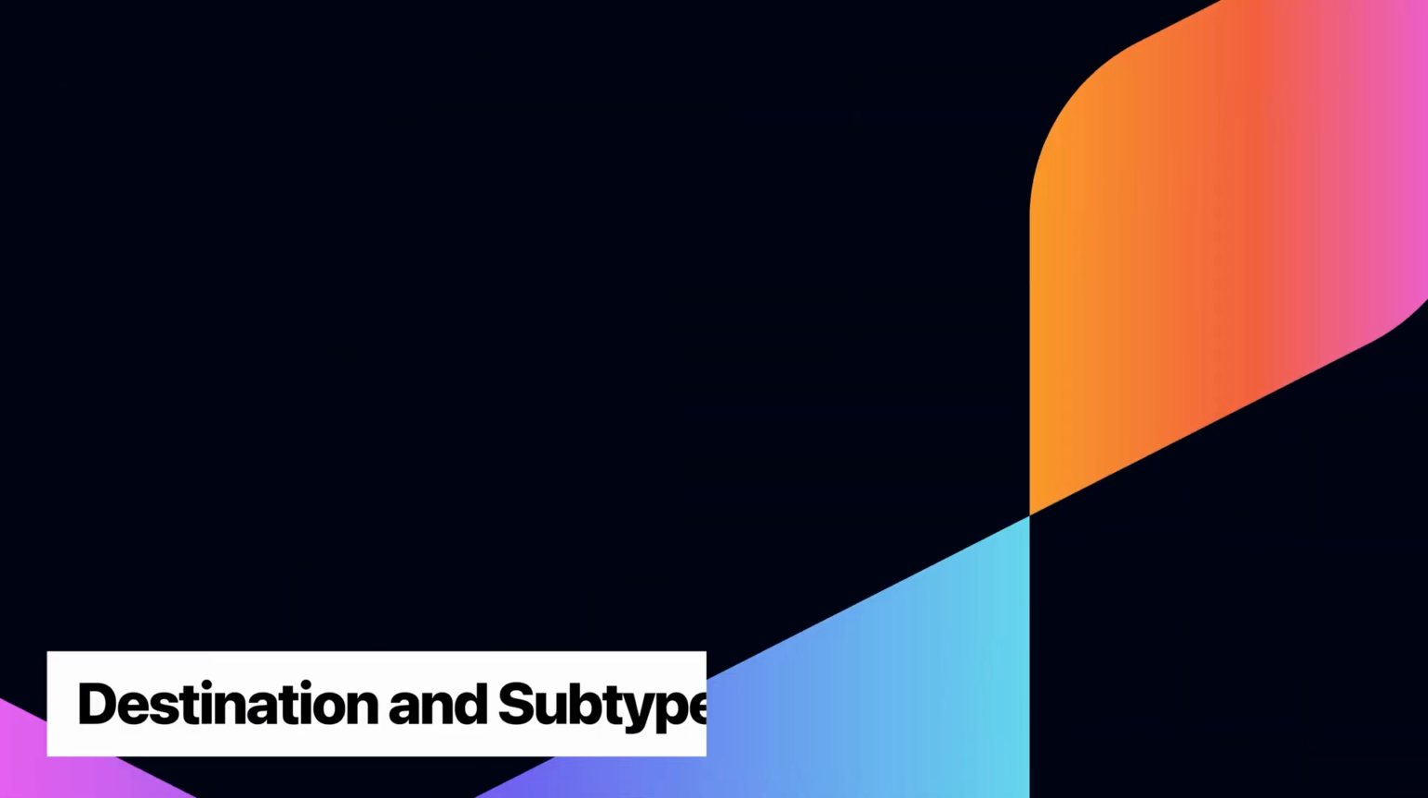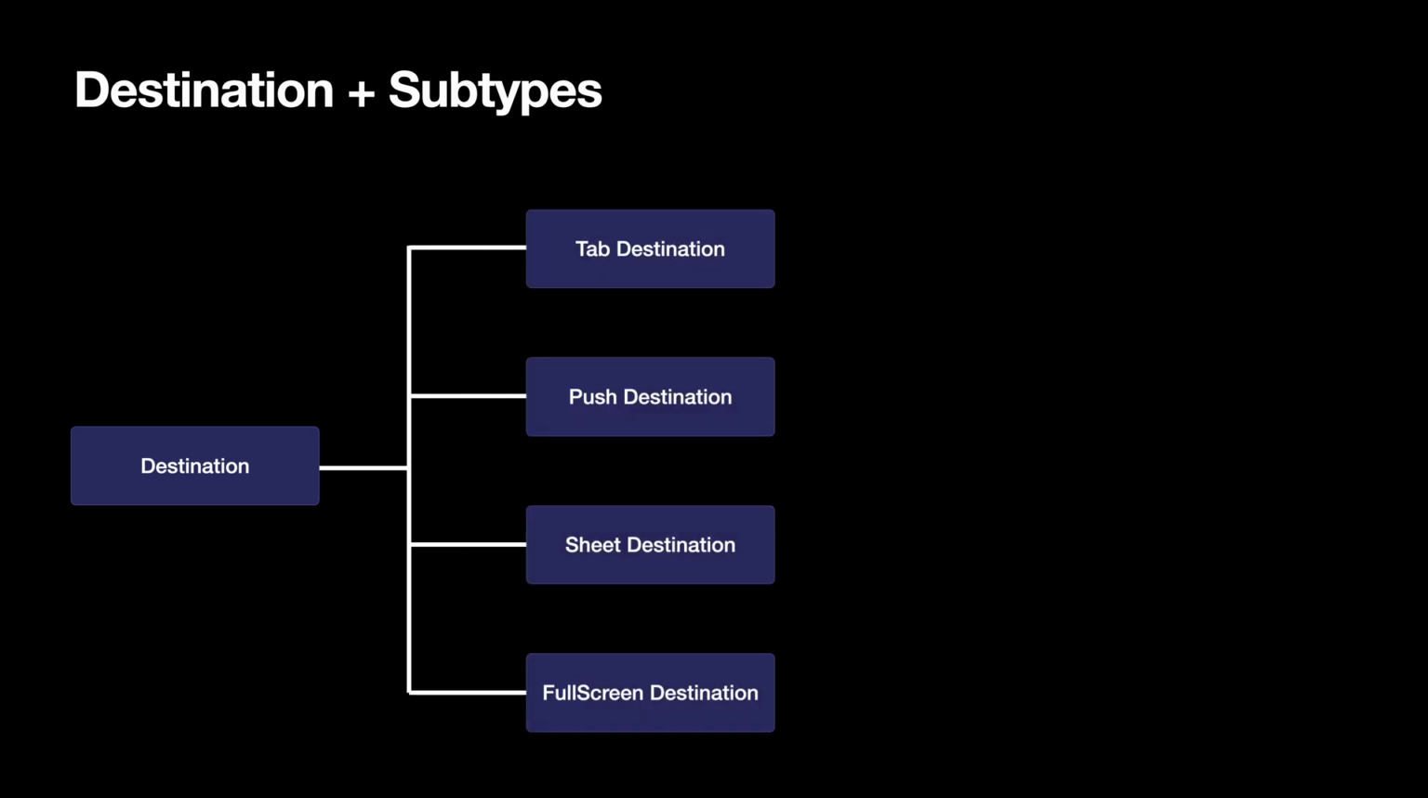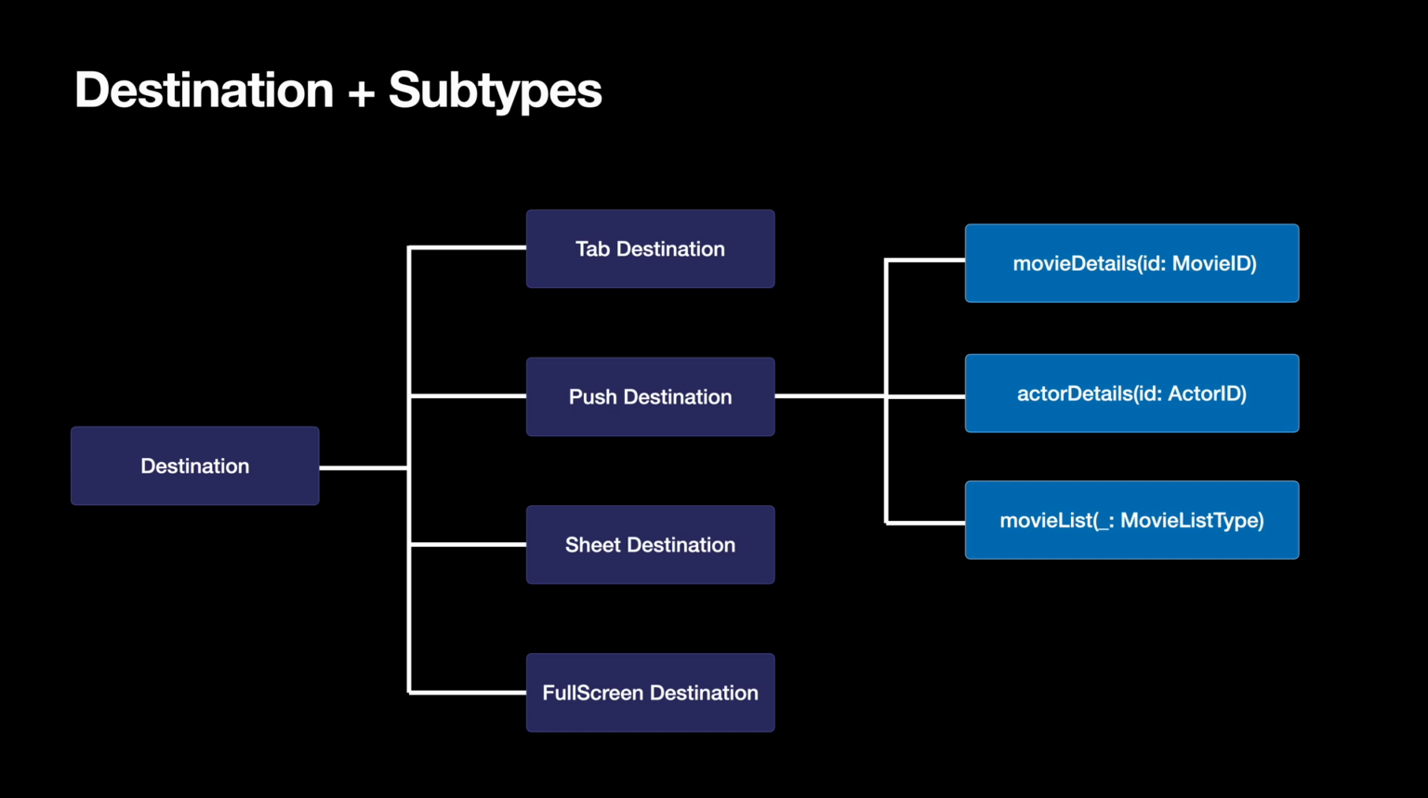Destination and subtypes. The first step is to define a destination type for the app as a way to centralize the definition for all navigation destinations. In this case, the destination is an enum that contains destinations by the same presentation types I talked about before. Then I have the concrete destination subtypes, like push destination, sheet destination, and so on. These are also enums, but in this case, their cases are concrete screens in the app.